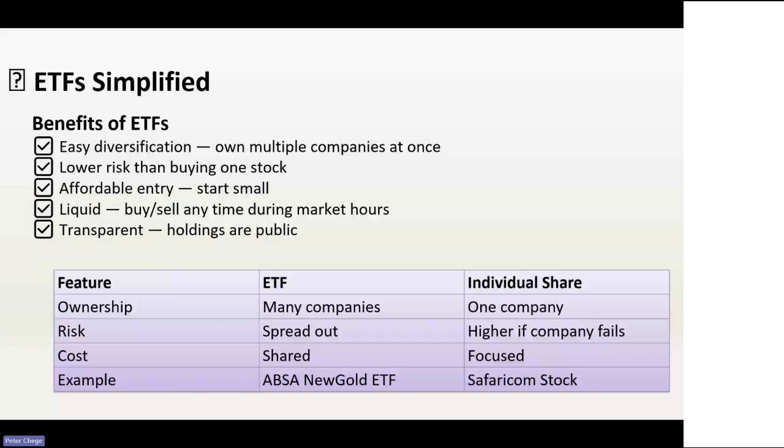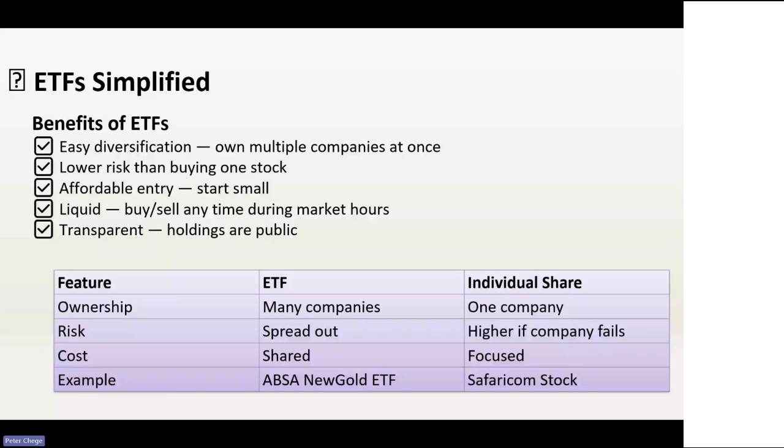Whatever is contained in that ETF, if you were to go into details, you will know what it contains. So let's compare between ETF and individual stocks. Ownership: with an ETF, you own many companies as a single unit. Here for shares, you're owning one company at a time. Risks: for ETF, they are spread out. For individual shares, they are higher if the company falls because you are affected directly.